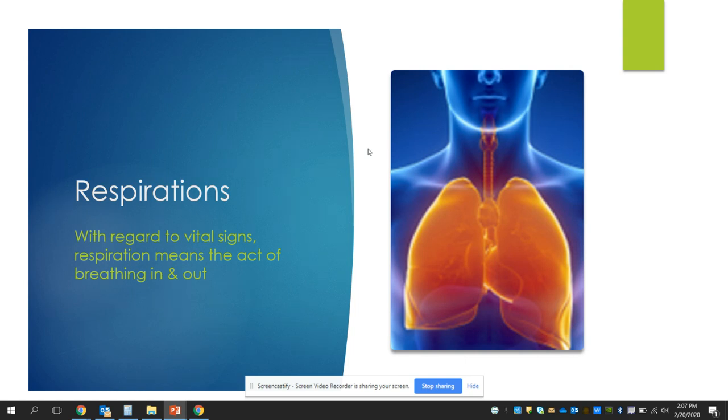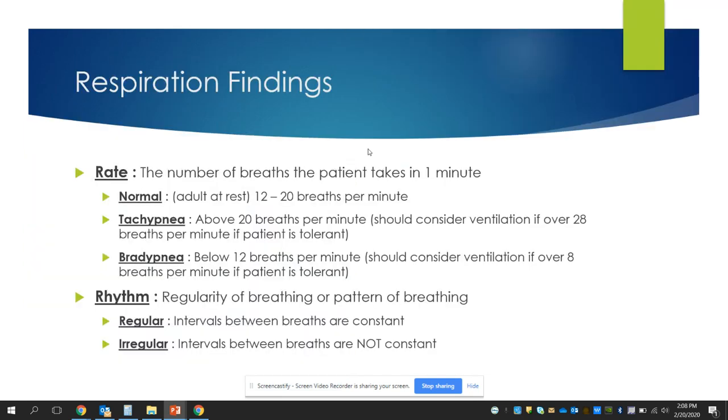Talking about respirations, remember when we talked about the human body, we said that when we're breathing air in and out, we call that ventilation. And when we're making an oxygen exchange, we're calling that respiration. But in regards to vital signs, I am in fact talking about the number of breaths that each person is taking per minute when I say count their respirations. So things we're looking for here: the rate, the rhythm, and the quality.